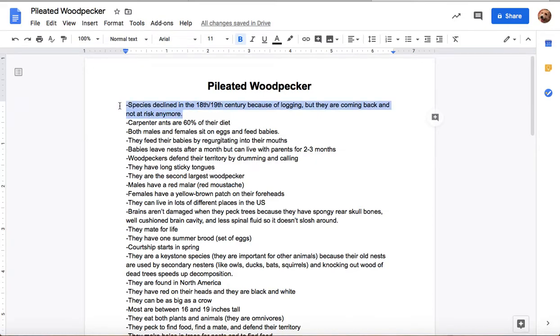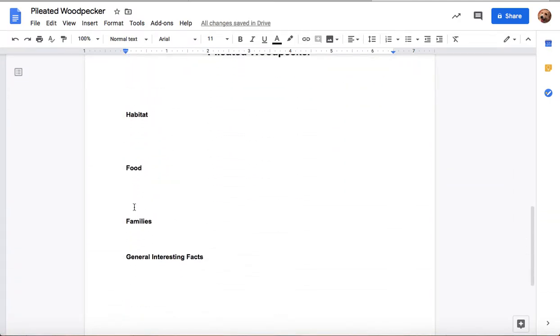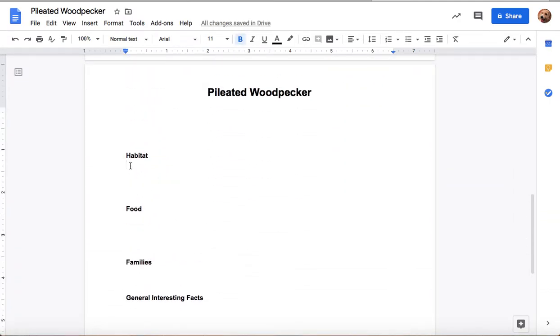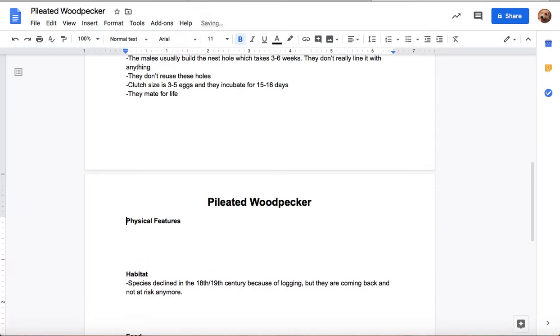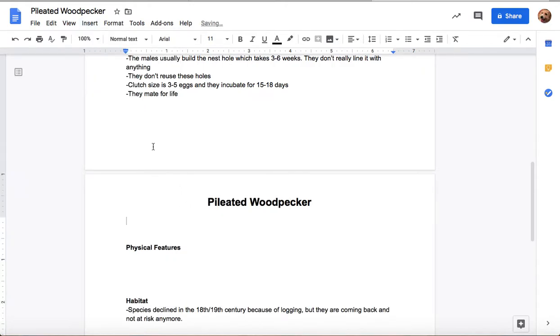So I'm going to highlight this. It says species declined in the 18th, 19th century because of logging, but they're coming back and not at risk anymore. I'm going to call that habitat because it talks about their habitat used to be at risk because trees were cut down, but it's not at risk anymore. So I'm going to click cut, and then I'm actually just going to repaste it under habitat, just like that. And I'm actually going to do something here. It's called insert a page break so that my stuff doesn't get moved around.